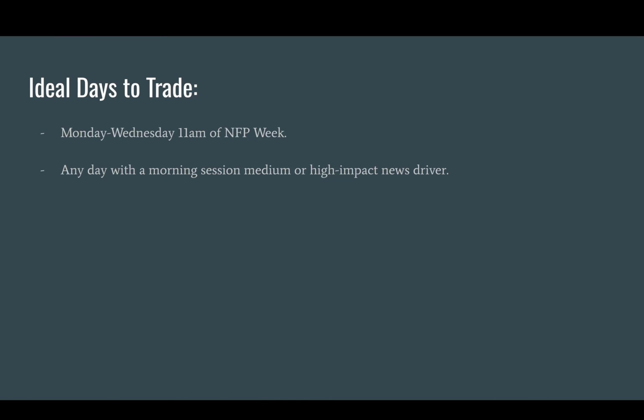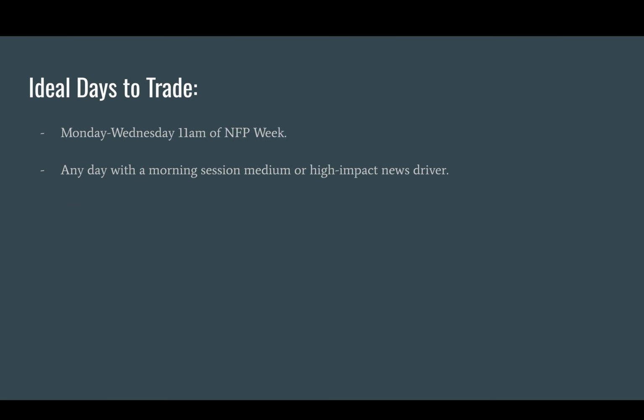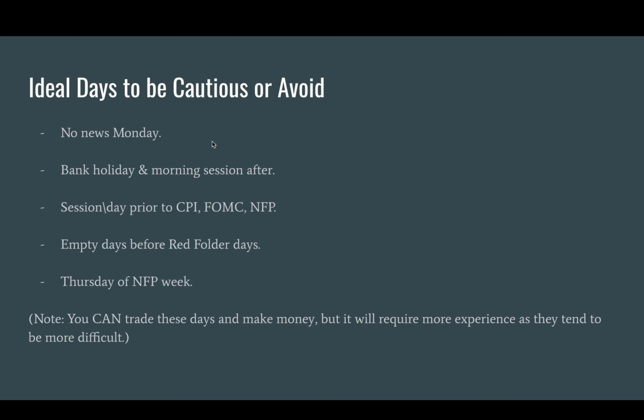So now that we have that, ideal days to be cautious or just avoid altogether. Okay, no news Mondays. So if it's a Monday and we don't have any news, ideally that day can be a little bit high resistance, harder to trade, with the exception of being NFP week. If it's NFP week, again, remember we talked about, we want to trade Monday through Wednesday up to 11 o'clock. Even if it's a no news Monday, that only applies to NFP week.